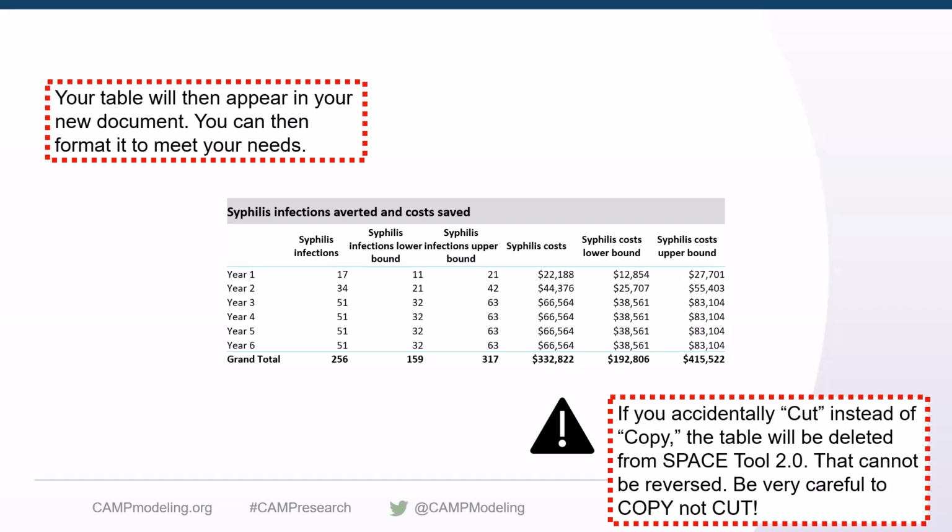I want to reinforce an important point that I made earlier. It is very important to copy and paste and not cut and paste. If you accidentally cut instead of copy, your table will be deleted from the Space tool. That cannot be fixed. If that happens, you will need to download the model again and start over. You don't want that to happen, and as model developers, we really don't want that to happen to you.